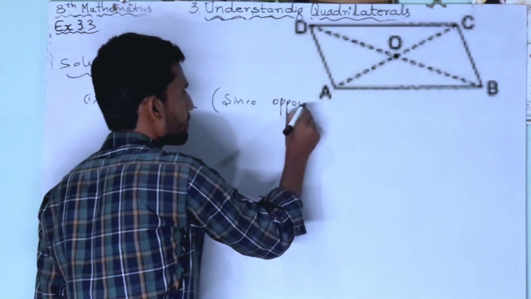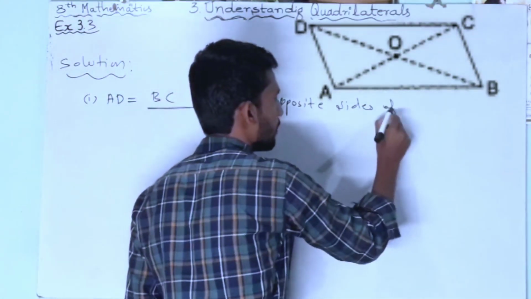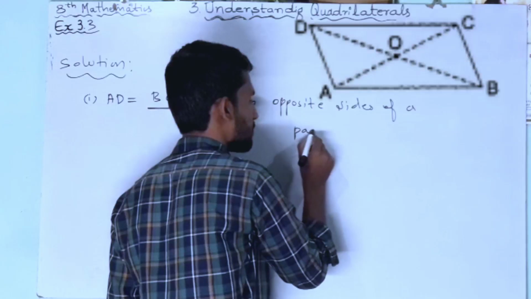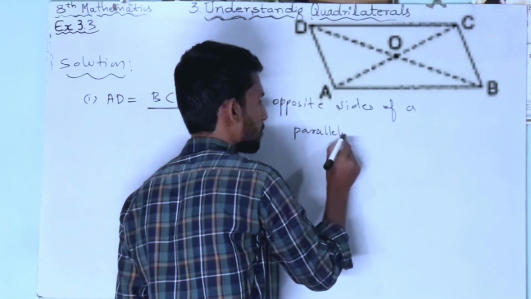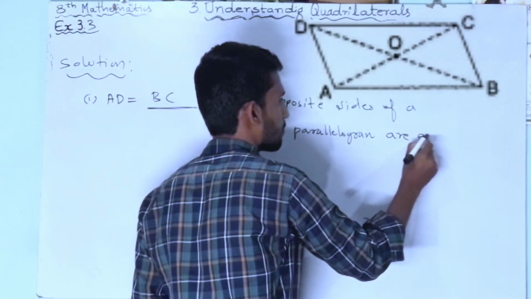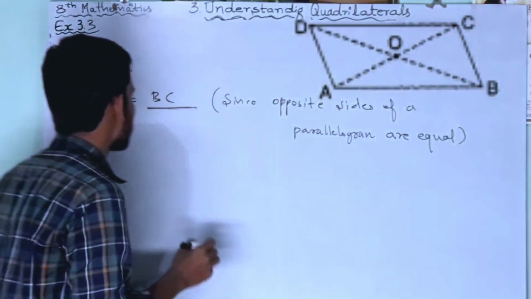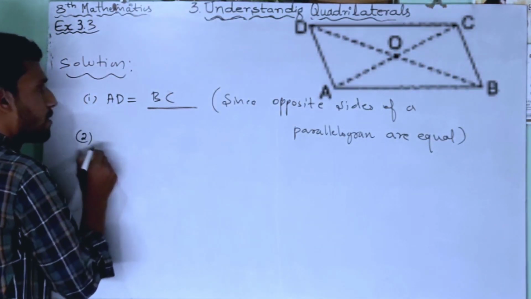opposite sides of a parallelogram are equal. This is the solution. Okay, there's the next point. Next one.